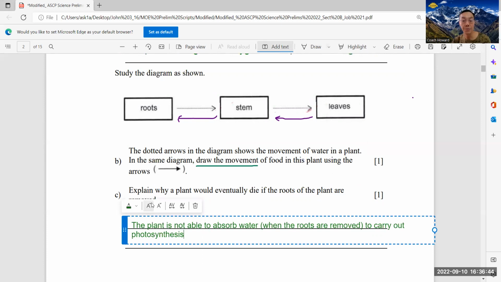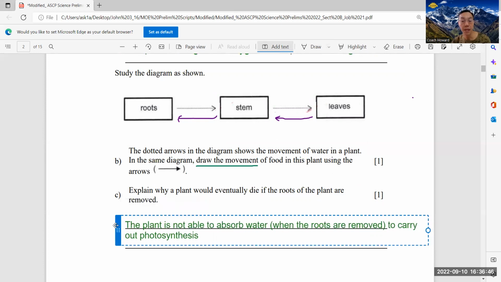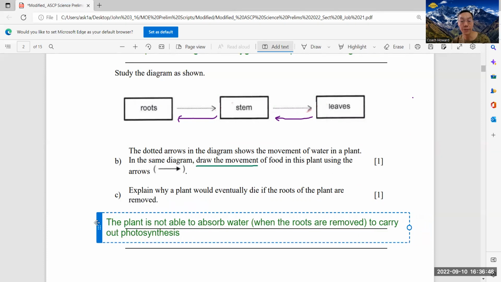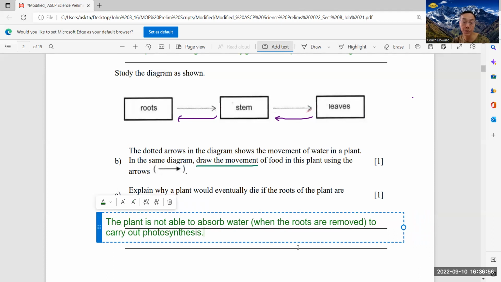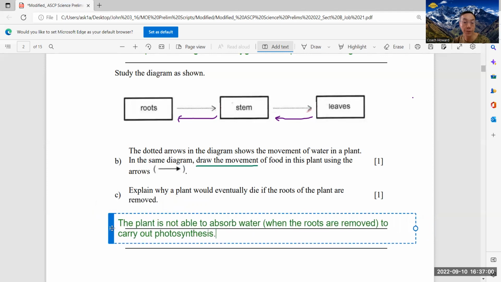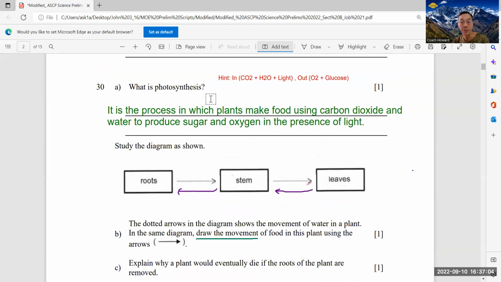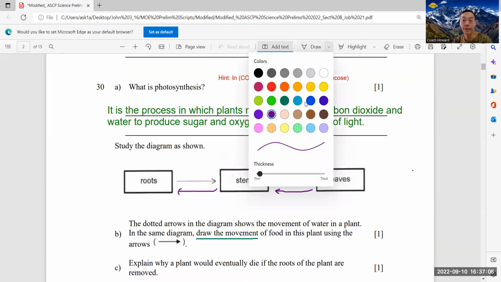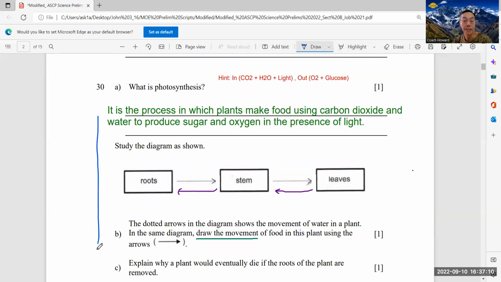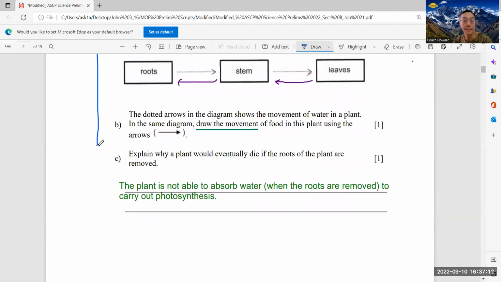Okay, so this will be the answer. The plant is not able to absorb water when the roots are removed to carry out photosynthesis. So I want to draw your attention to this question, because usually such questions are really helping you in the beginning. If you notice here, they ask you what is photosynthesis, right? So if you have answered the questions correctly, this part is actually helping you to answer part C.